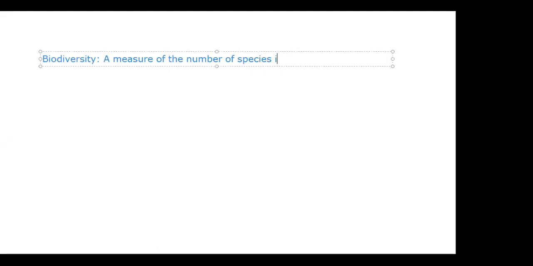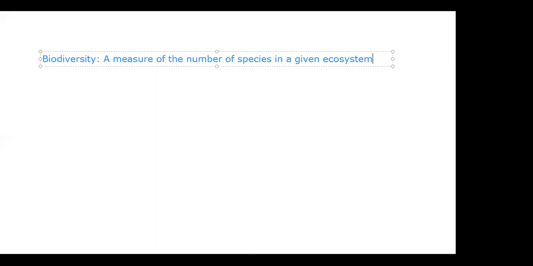So this is for the last two objectives in the ecosystems biodiversity. And one of the things that we haven't really done yet is define what biodiversity is. Okay, so biodiversity is a measure of the number of species in a given ecosystem.